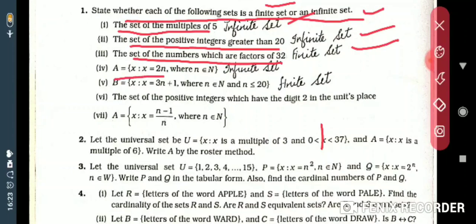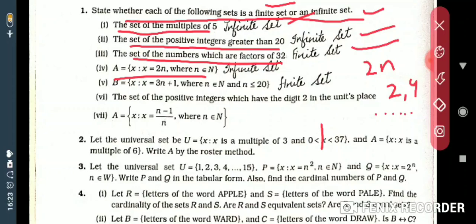Next, A equals x such that x equals 2n and n belongs to natural numbers. So natural numbers are starting from 1. 2n means if you put the value of n as 1, then 2. If you put the value of n as 2, then 4, and so on, because natural numbers begin from 1, 2, 3 and so on. So it is an infinite set.